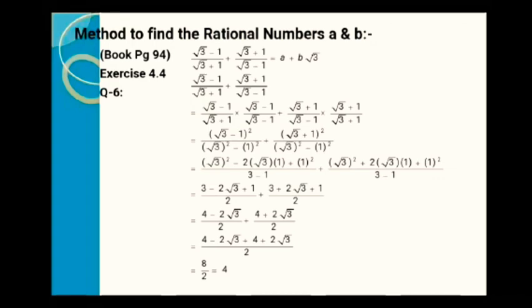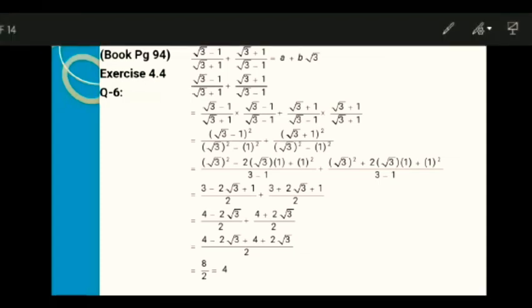Now again, the method to find the rational numbers, that is a and b, in exercise 4.4 question number 6 we are going to do, which is a very important question from book page 94. You can observe here on the left hand side there are irrational numbers, which will be converted into rational numbers by taking the conjugate and multiplying it, dividing also. So under root 3 minus 1, there are two terms. We are going to add individually, rationalize it.